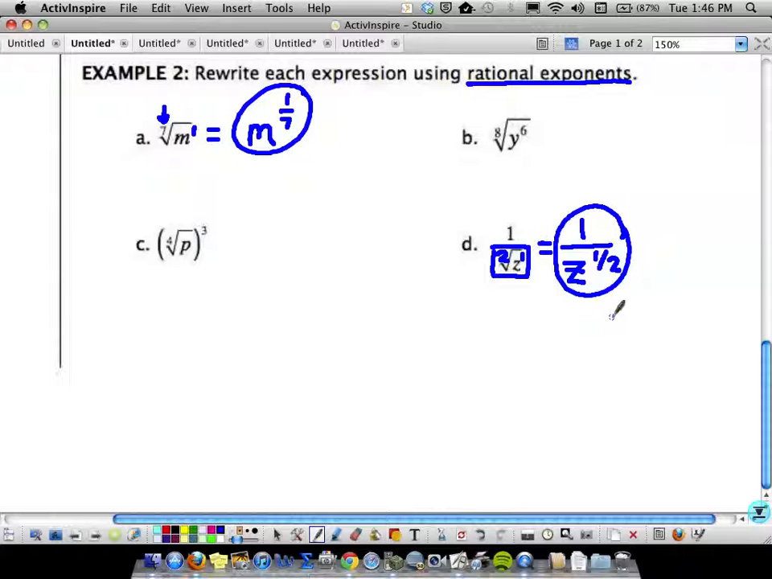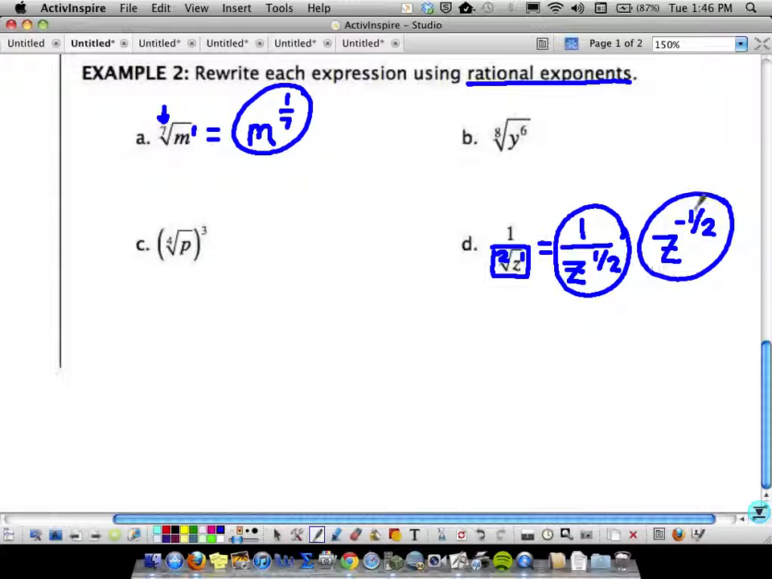The only issue is that our z is in the denominator. So just realize another way we could write this answer. We can pull z up from the denominator as long as we make the exponent negative. Right? You can change the location of a base from the denominator to the numerator or vice versa as long as you change the sign of the exponent. So I think either of these versions would be correct according to the directions.